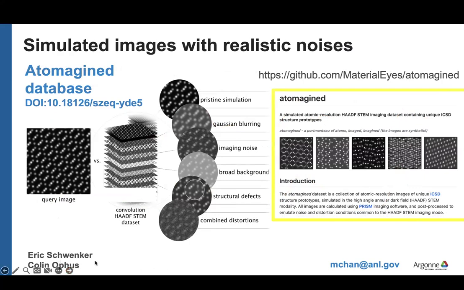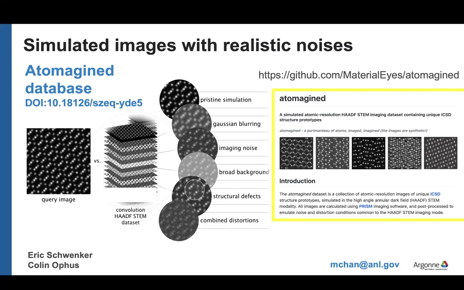Those are good techniques. However, a lot of times the simulation is too clean. It doesn't look like a real electron microscopy image. So what we had to do was to include many different types of realistic noise and aberration into the simulation so that they look realistic.